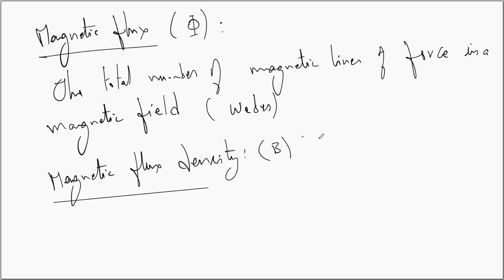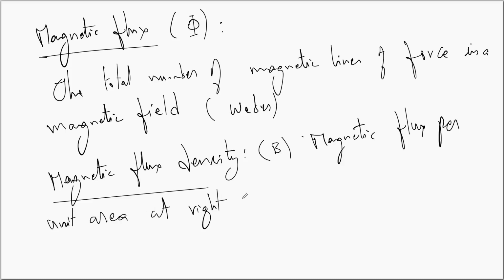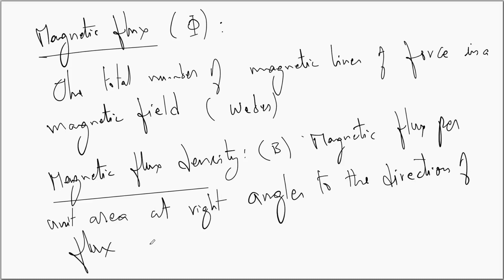Magnetic flux density. It is defined as the magnetic flux per unit area at right angles to the direction of the flux. The units are obviously Weber per meter square.